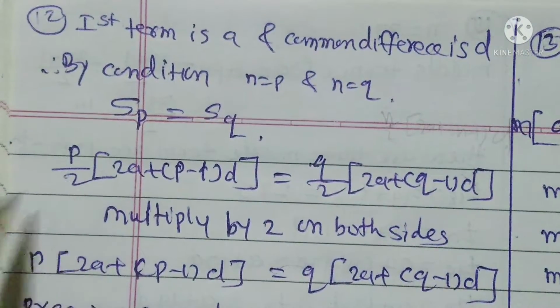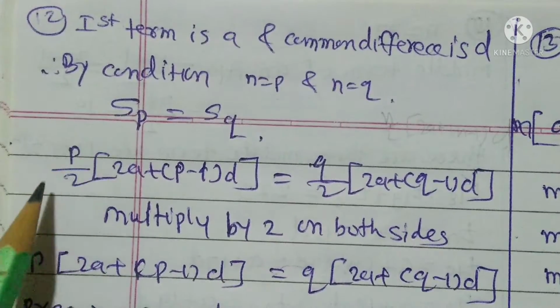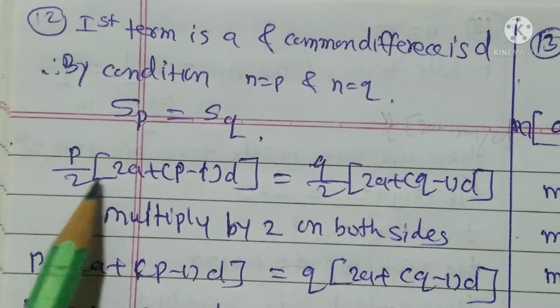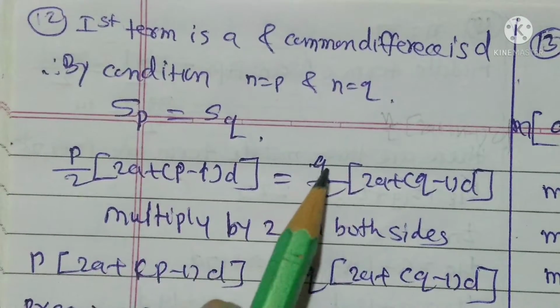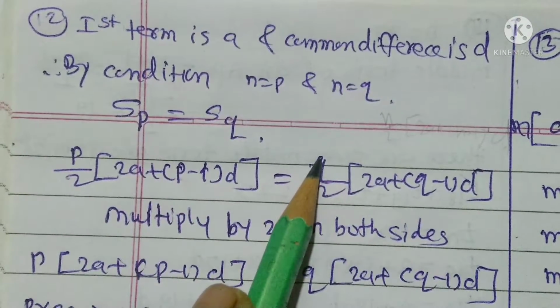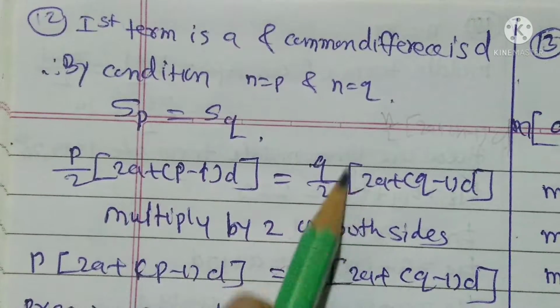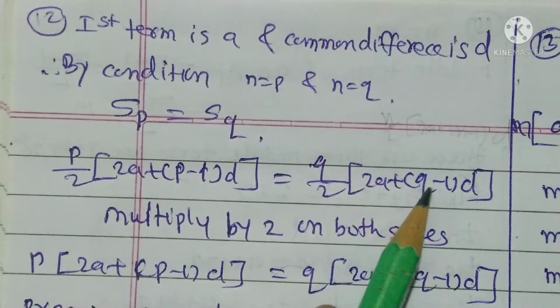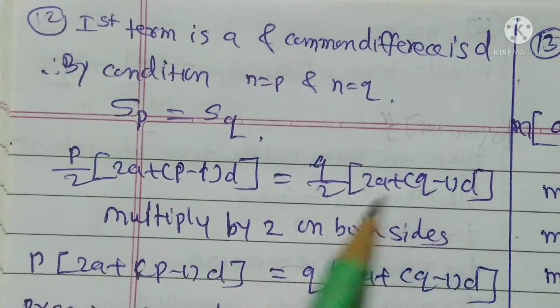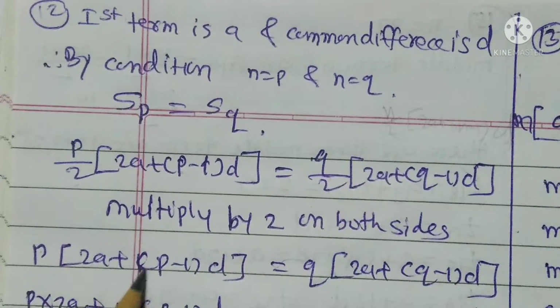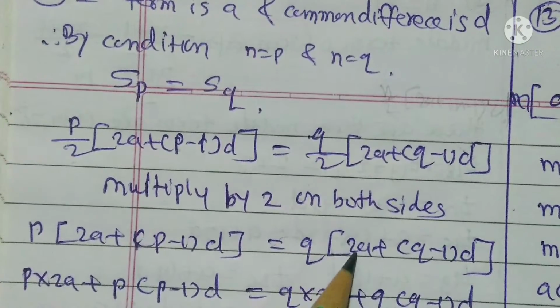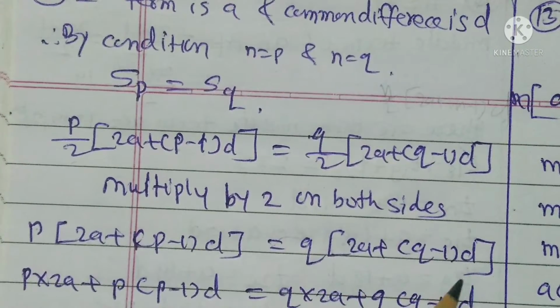So we put n equal to p: p by 2 into (2a plus (p minus 1) into d). Here n is equal to q, so n by 2 means q by 2 into (2a plus (q minus 1) into d), bracket complete. Multiply on both sides by 2, so the 2 cancels. So p into (2a plus (p minus 1) into d) equals q into (2a plus (q minus 1) into d).